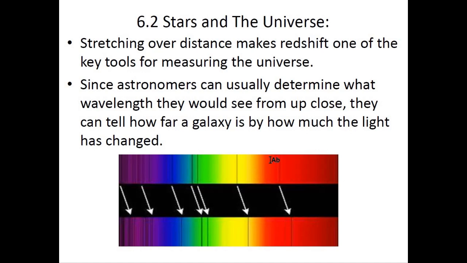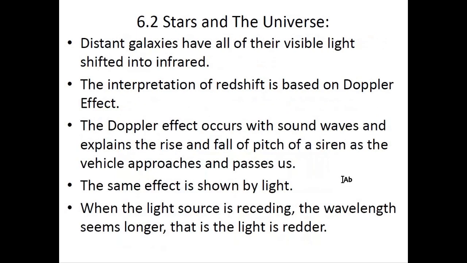As you can see, this was supposed to be an original pattern, but it has shifted over here, signifying that a redshift has occurred, signifying that the object from which this light is coming is very far away. Distant galaxies have all of their visible light shifted into infrared because they are so far away that their visible light can't really reach us. It rather reaches us in the form of infrared only.